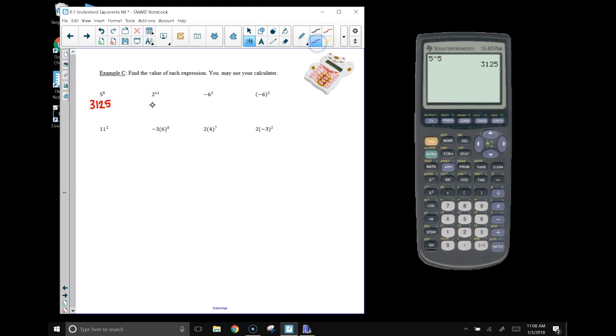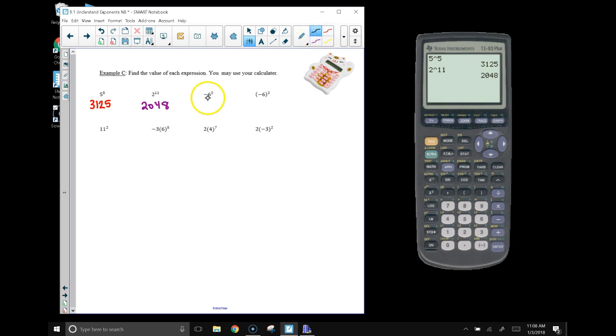Okay, the second one, 2 to the 11th power. So I'm going to pick the number 2, tilde, and to the 11th. Not so bad, right? Pretty easy. Look how big that number is. You wouldn't think it's that big of a number, but it gets very, very big. So 2,048.